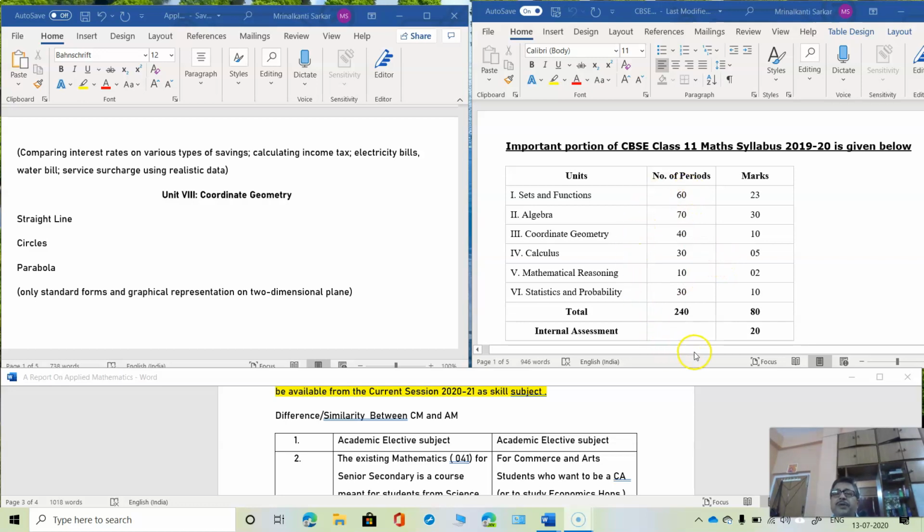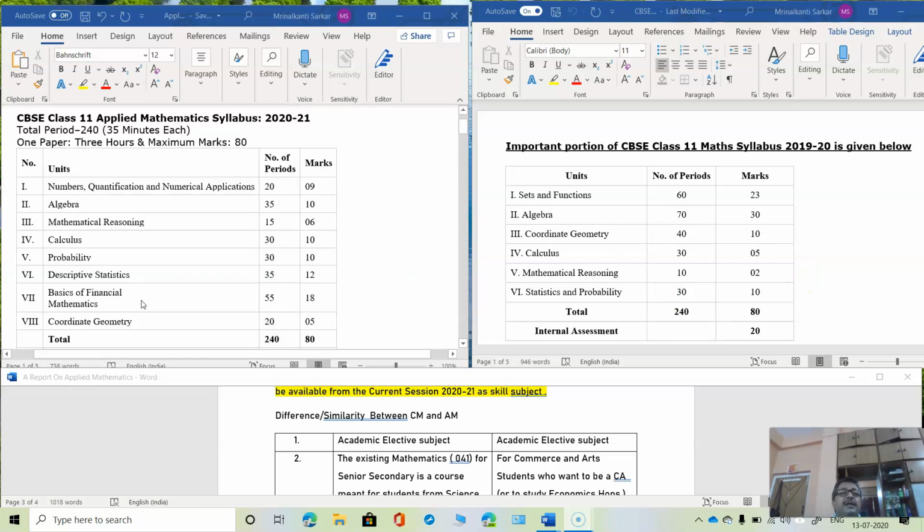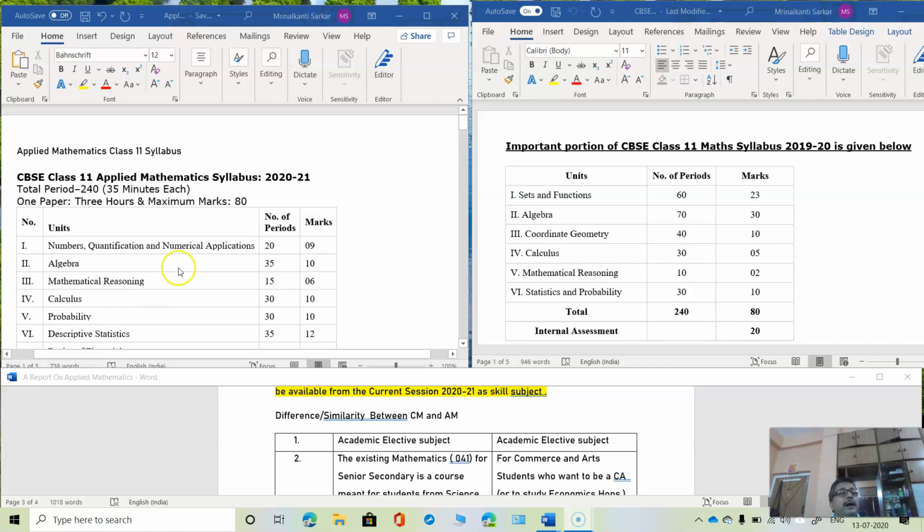Let them do it this way only to be better trained, and let commerce and economics students do the applied mathematics to get more interest, to enjoy mathematics, doing mathematics in a joyful manner.